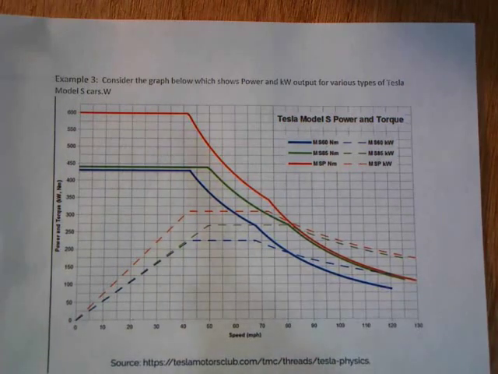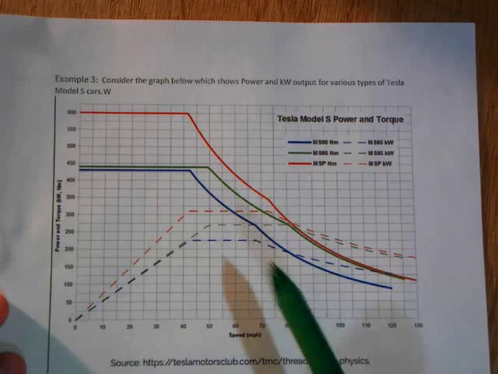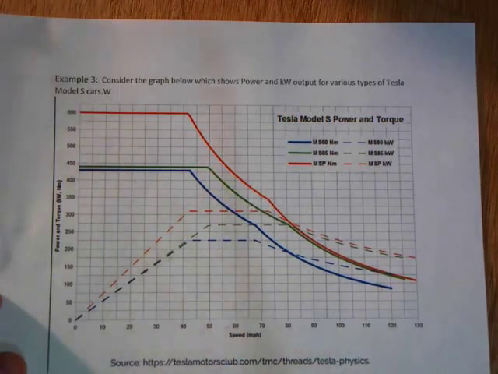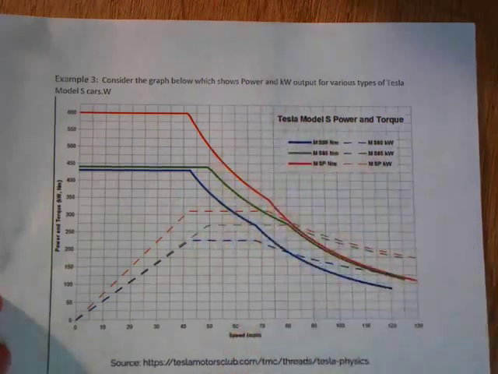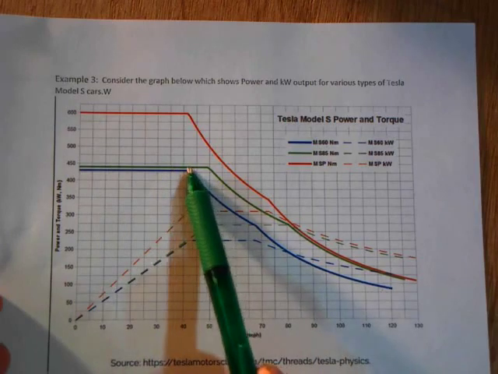Okay, so what we're going to do is write 2 different piecewise functions here. As you can see, there are really 6. There's the solid red, the solid green, the solid blue, and then there's the dotted red, the dotted green, the dotted blue. We're going to write 2 piecewise functions, and we're always going to use the blue one. So write a piecewise defined function for the power of the MS60. So power is the blue line.